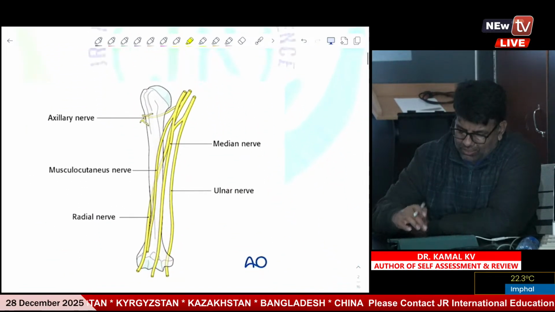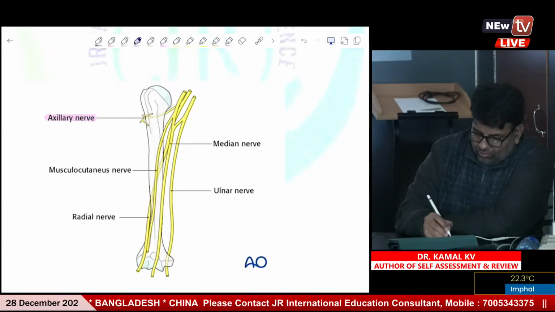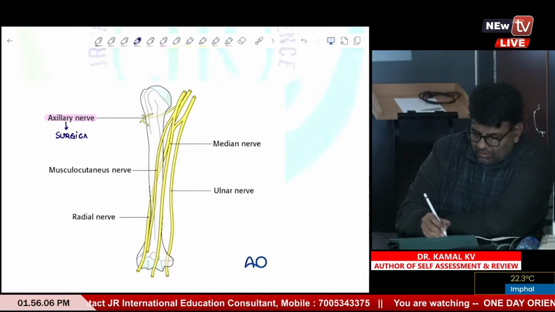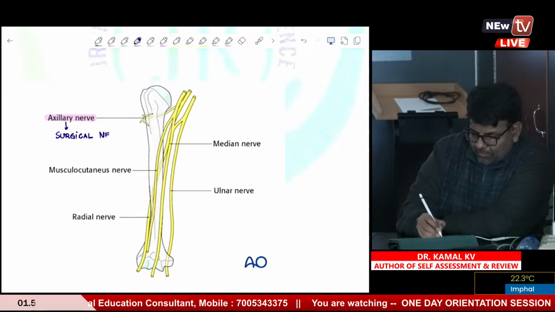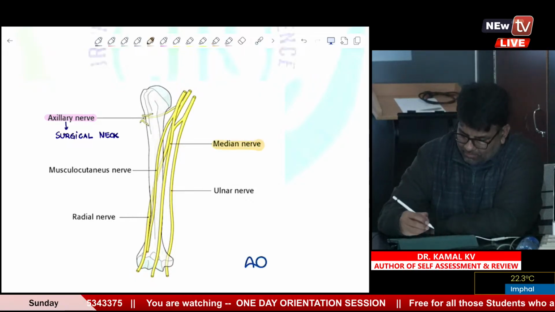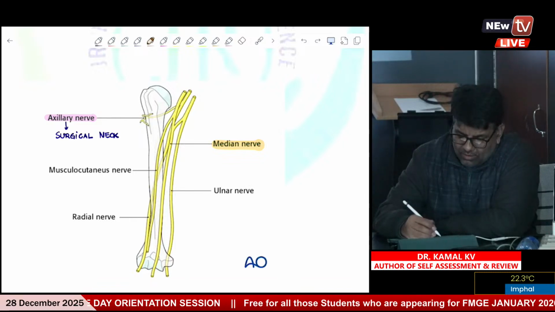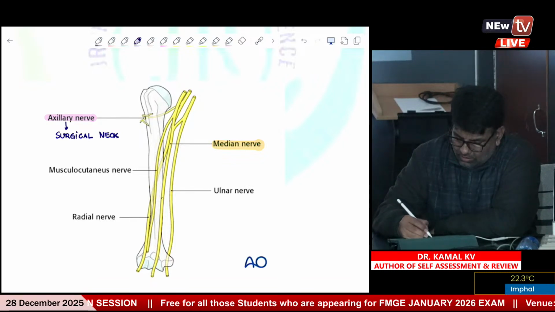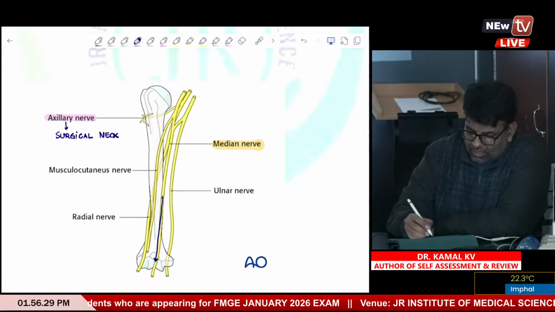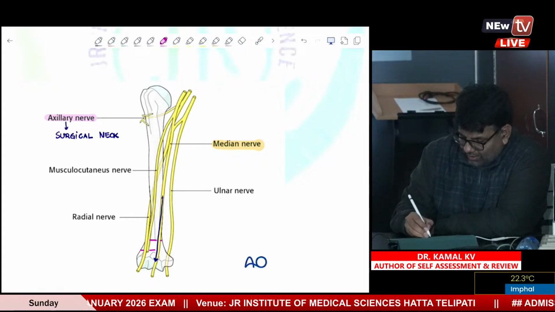So you see, this is an image which shows the different nerves. You can see the axillary nerve winding around the surgical neck. Okay, so this is winding around the surgical neck. You can see the median nerve which is passing anterior. This is the median nerve going like this from the cubital fossa. This whole area is the supracondylar area.